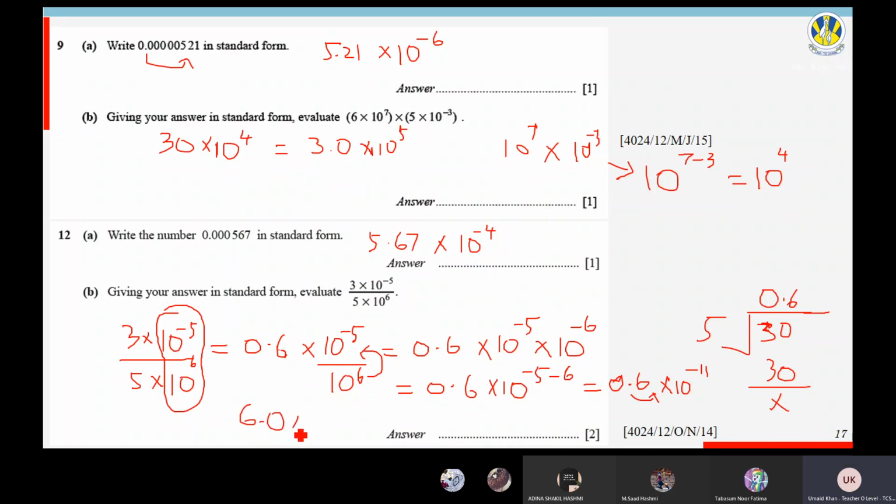So it will be 6.0 into 10 raised to the power negative 12. No, you are moving the decimal to the right. The power of 10 will be subtracted, right? It will be minus 1. 10 is power minus 11 minus 1. So it will be 6 into 10 raised to the power minus 12. Yes, sir.